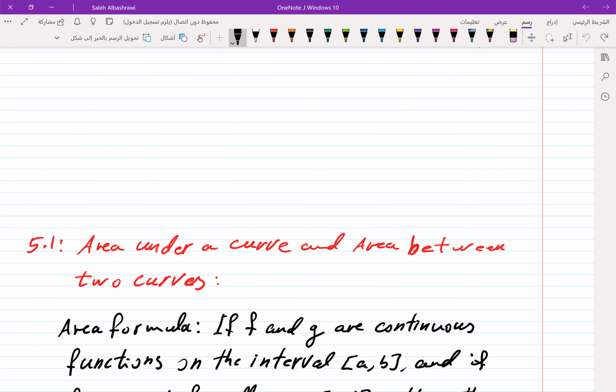Bismillahirrahmanirrahim. For today, we are going to speak about finding the area included between two functions, or area under a curve, or area between two curves.